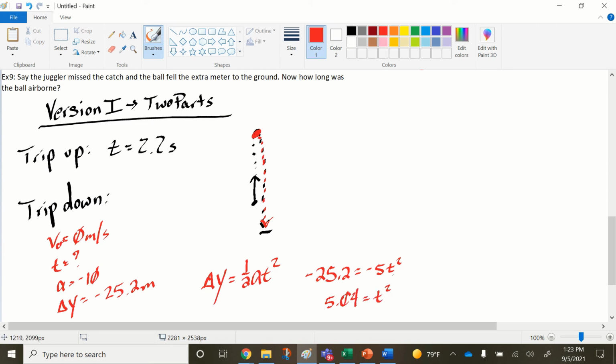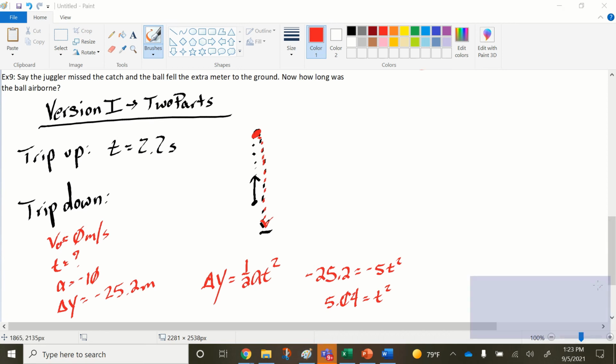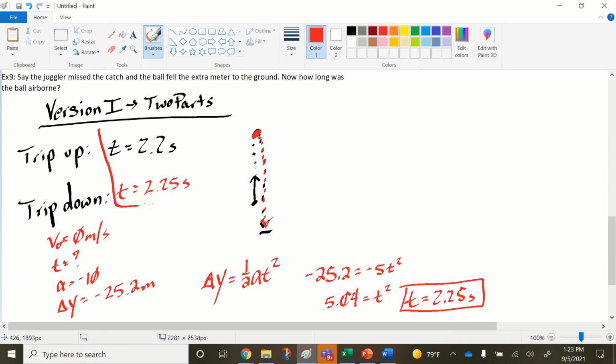That's equal to t squared. We're not done yet. Take the square root. And you're going to get 2.25. Add those two together, and that's your total time of flight. I think that's a lot easier.